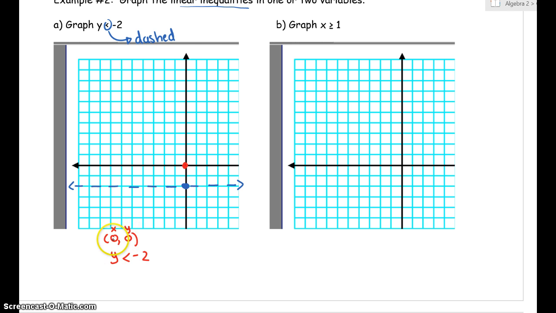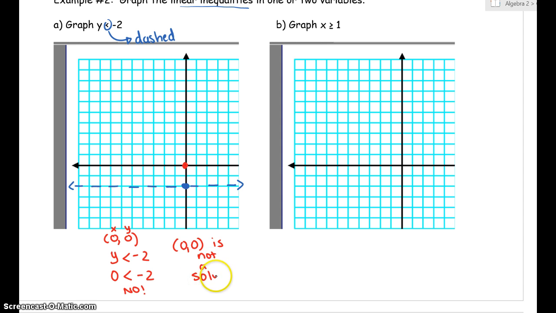Well, we don't have an x, so there's nowhere to put that, but we have a y, so 0. 0 is less than negative 2. Well, 0 is not less than negative 2, so that's not true. That means the following. 0, 0 is not a solution.